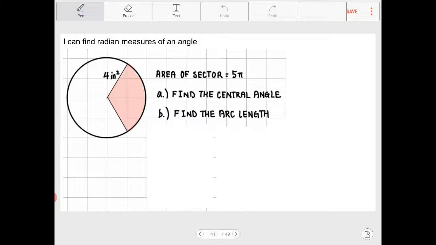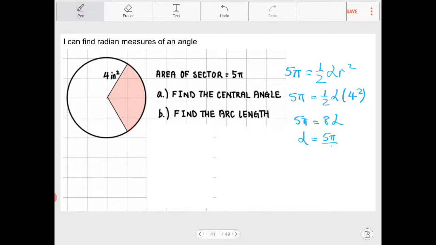To find the central angle, if I know that I have an area of 5 pi, I can easily just apply the formula. I know that 5 pi equals 1/2 alpha r squared. And I already know what r is, so that's 1/2 alpha times 4 squared. Reducing this further, I end up with 1/2 times 16, so that's 8 alpha. In other words, alpha is equal to 5 pi over 8. So this is the angle measure in radians.